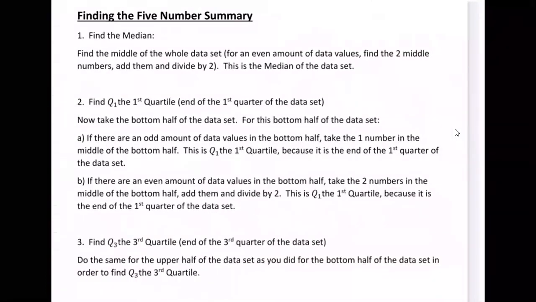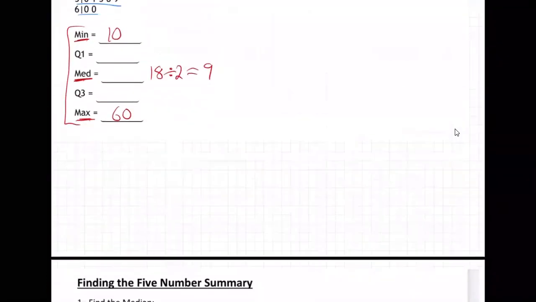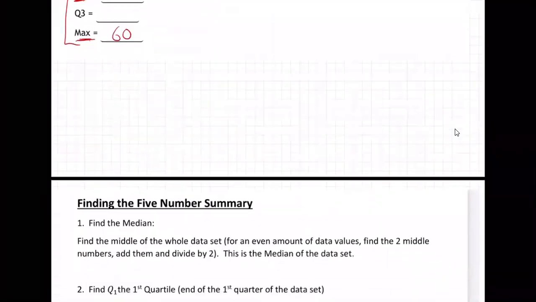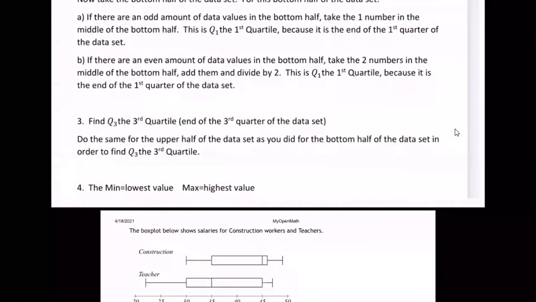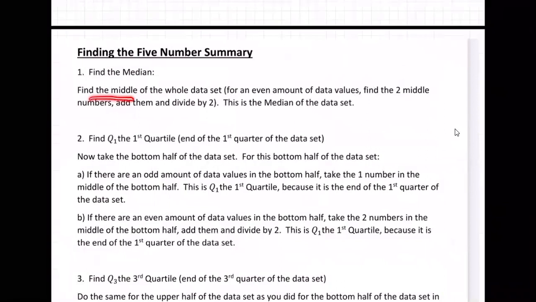But wait a minute, let's look more carefully. 18 is an even number, right? See what it said right here? It said find the middle of the whole data set for an even amount of data values. We have 18, so that is an even amount. Find the 2 middle numbers. There's actually 2 middle numbers. I don't know if you remember, for finding median, if they have an even amount, there's always 2 numbers in the middle. Add them and divide by 2.